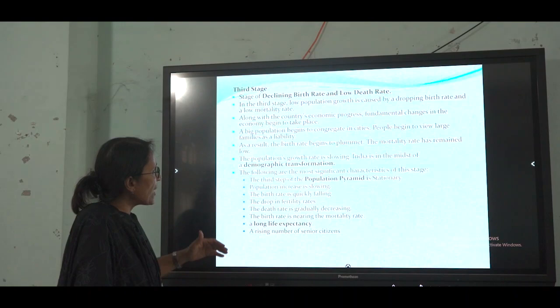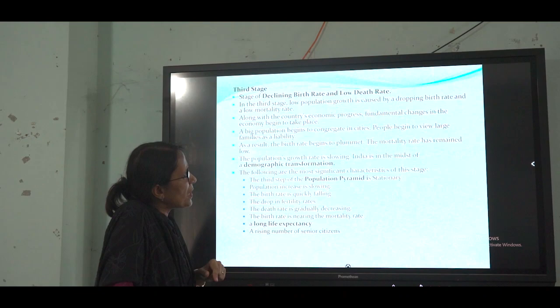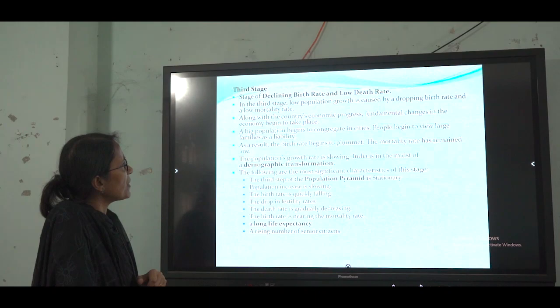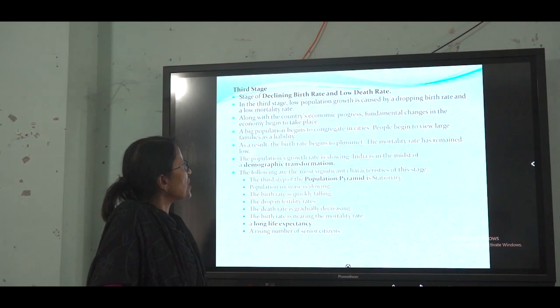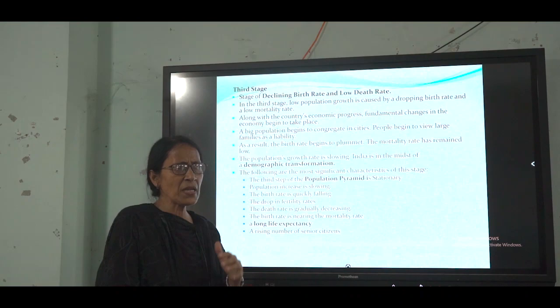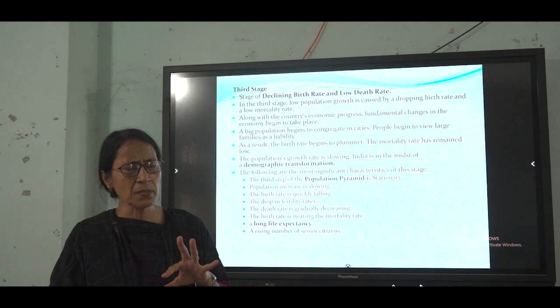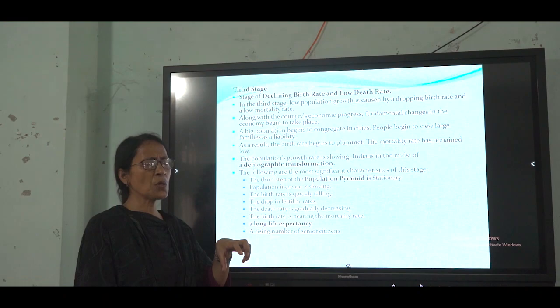Then we entered the third stage of demographic transition, with a declining birth rate accompanied by a low death rate. In this third stage, low population growth is caused by the dropping birth rate and the low mortality rate. Along with the country's economic progression, fundamental changes in the economy begin to take place. The mobility of women also improved. Whenever a woman gets a job, it becomes a choice for her to have children, to have a car, or to maintain the standard of living. So population control, birth control, is automatically found. So the birth rate is quickly falling.